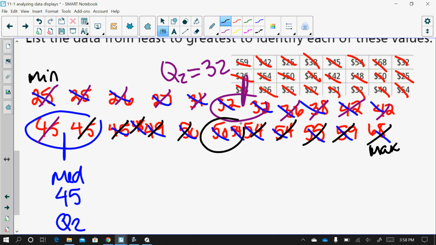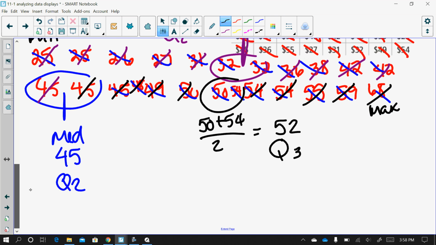Oh, I have 2 in the middle here. So I'm going to do 50 plus 54 and divide by 2. Or you can think what's straight in the middle of 50 and 54, I get 52. That is Q3. Once I have all of these numbers, I'm not done, unfortunately.